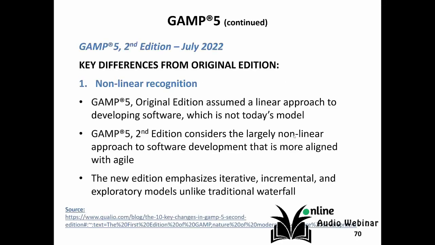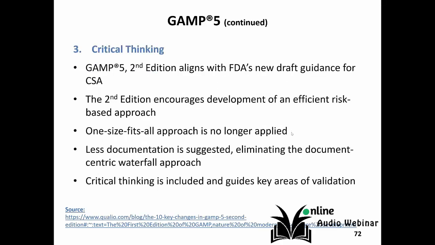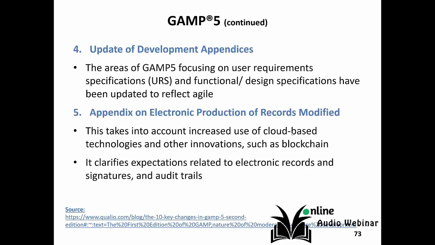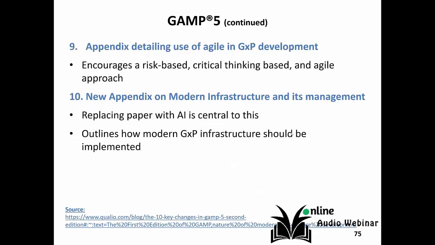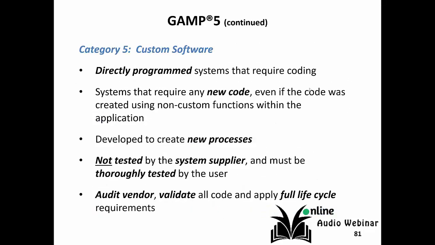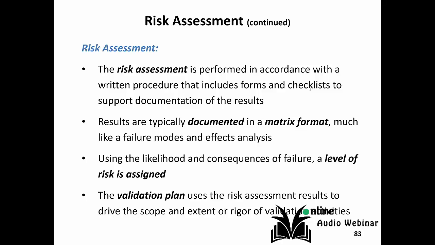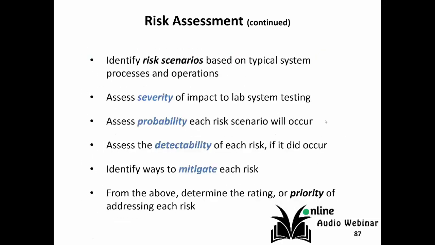So second edition, there are some key differences from the original edition of GAMP 5. In document change, the second edition aligns with FDA's CSA based on critical thinking, and the areas of GAMP 5 focusing on user requirements specification, URS. It also reflects ITIL, and an appendix detailing the use of Agile in GXP development. So the GAMP 5 category, so of those 5 things for validation, type, and testing. Now, software type. And the risk-based approach is necessary. And there is a guidance from FDA in 2003 that talks about validation and risk-based activities. So identify specific risk scenarios.